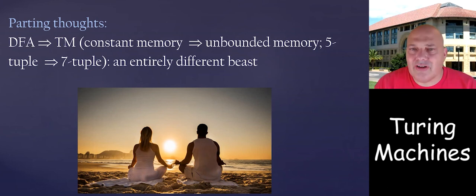A Turing machine is an entirely different beast than a DFA. In particular, we saw how easy it is to compute two languages that are definitely not regular: X sharp X and 0 to the 2 to the N, which is also not regular, as we argued in some other class. And that's just the beginning. We also discussed decidability versus recognizability, and we'll discuss it more.